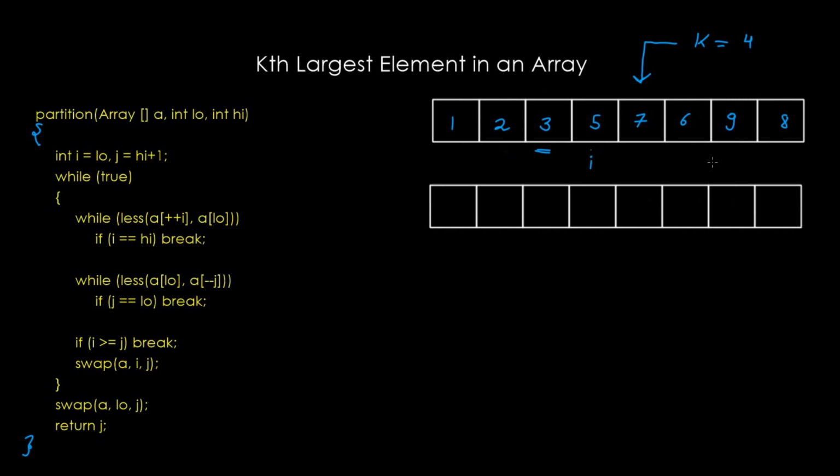Now i starts from here and j starts from here, and i moves to the right until it finds an element which is greater than our pivot element. Now this element itself is greater than our pivot, and therefore i stops here. j keeps on decreasing until it finds an element which is lower than our pivot element.